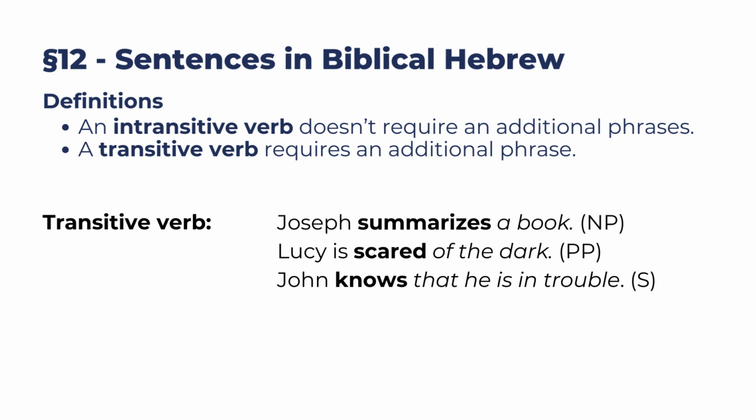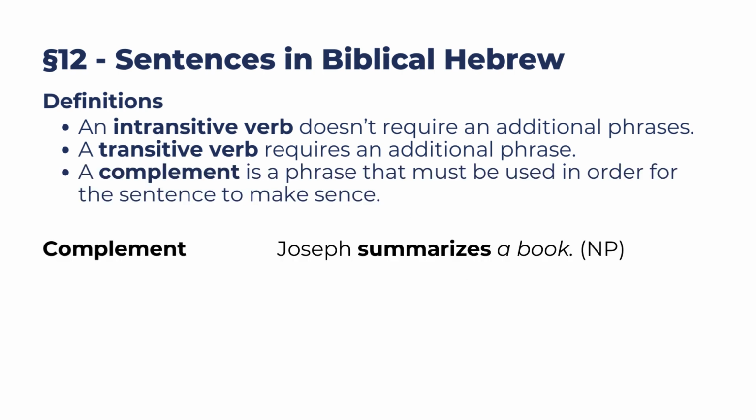Second, a transitive verb requires an additional phrase. For example, the word "summarizes" requires a direct object. What does he summarize? He summarizes a book. "Lucy is scared" takes a prepositional phrase to explain what she is scared of. And "John knows" requires an additional phrase to explain the content of John's knowledge. This can even be a subordinate clause. A complement is a phrase that must be used in order for the sentence to make sense.